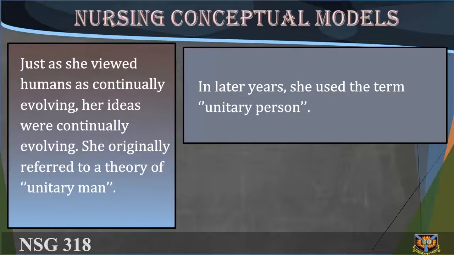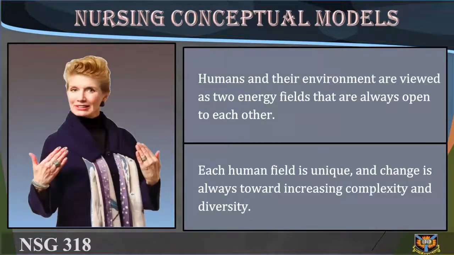She originally referred to a theory of unitary man. In later years, she used the term unitary person. Humans and their environment are viewed as two energy fields that are always open to each other. Each human field is unique, and change is always toward increasing complexity and diversity. There is no repetition in the life of a person. The human field continually reorganizes into a new and novel form. Aging is viewed as a creative process directed toward growing diversity of field pattern and organization.